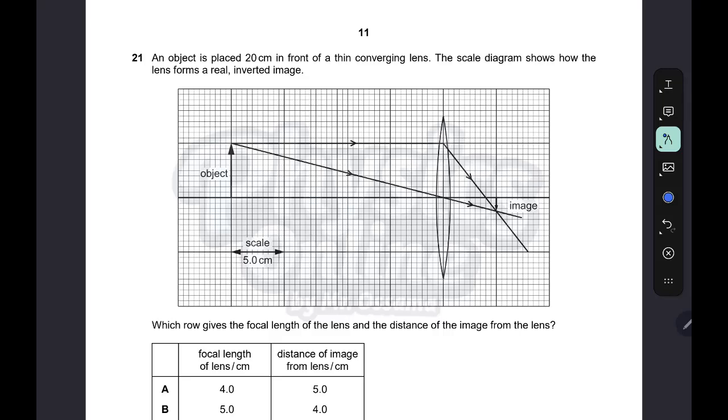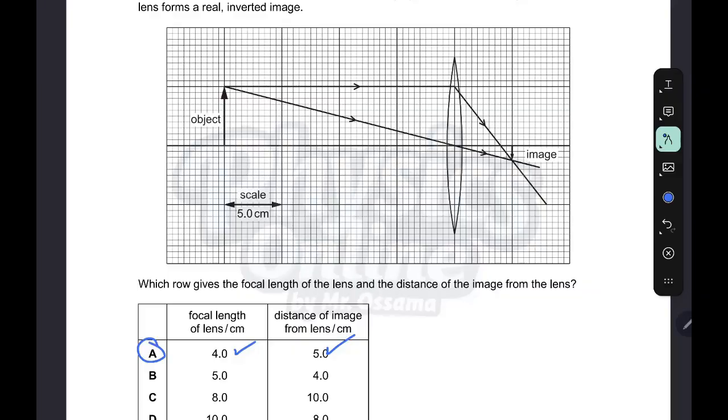An object is placed 20 centimeters in front of a thin converging lens. The scale diagram shows how the lens forms a real inverted image. Okay, the first line, for the first ray from the top of the object, parallel to the principal axis, and refract inside the lens, passing the focus. So this is the focus.